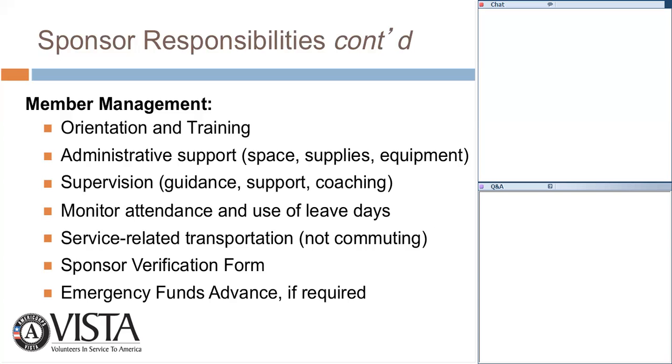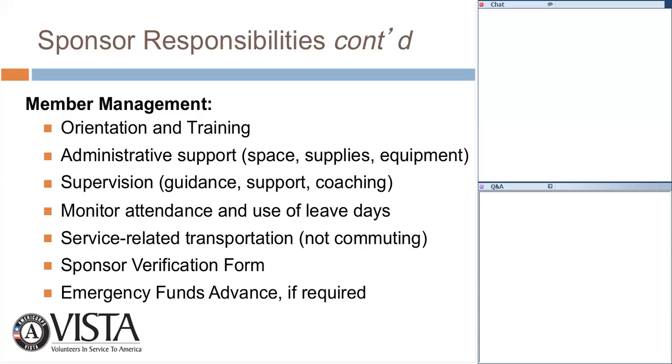In regards to monitoring attendance and use of leave days, all of you will learn or have learned that a VISTA member's term of service comes with conditions and benefits, and some of those benefits include leave time for VISTA members. As sponsors, it's your responsibility to maintain and manage an account of the leave days that VISTA members are taking during their service term, because we can't have VISTA members exceeding the allowable amount of days that we do provide to them.